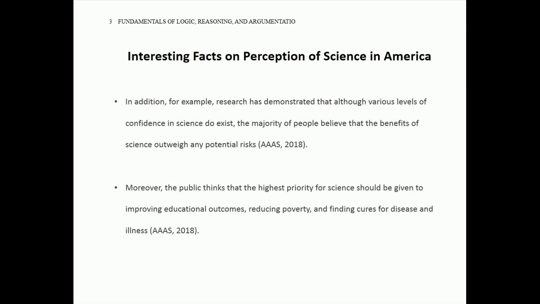In addition, for example, research has demonstrated that although various levels of confidence in science do exist, the majority of people believe that the benefits of science outweigh any potential risks. Oz, 2018. Moreover, the public thinks that the highest priority for science should be given to improving educational outcomes, reducing poverty, and finding cures for disease and illness. Oz, 2018.